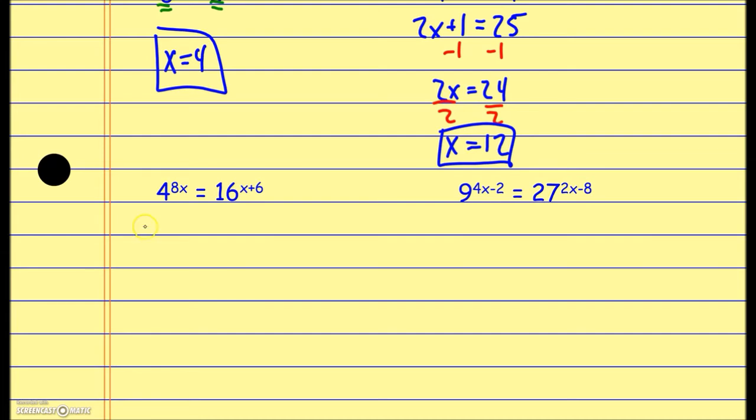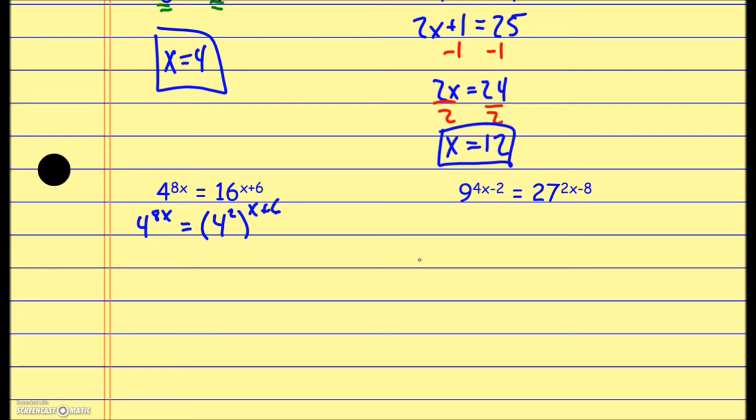When you look at this, 4 to the 8x, that's fine the way it is. But right here, 16 to the x plus 6. Well, 16 we know is 4 to the 2nd power. So I just rewrite it as 4 to the 2nd power. And notice I haven't changed anything here. I've changed the appearance, but I haven't changed the values of anything. I haven't done anything to each side of this equation. I just rewrote the 16 in a different format as 4 to the 2nd power.